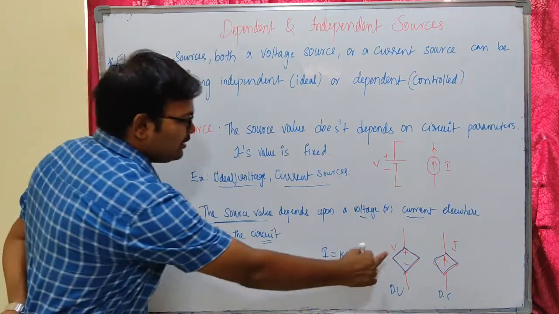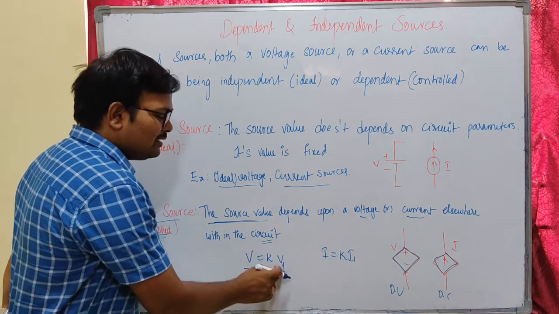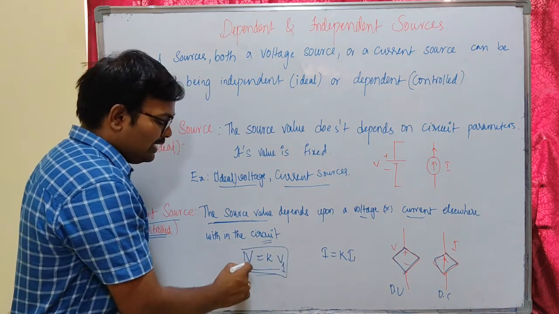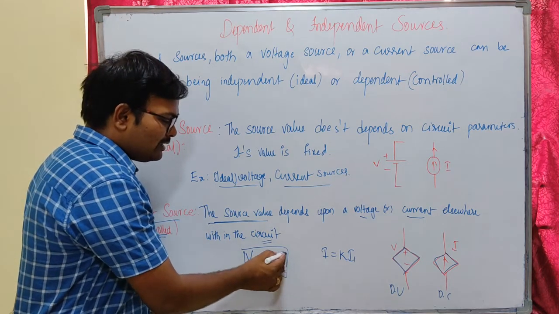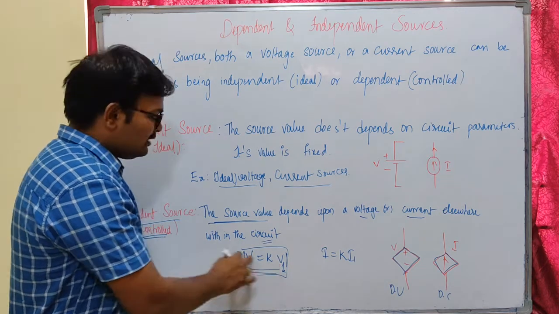Here this V can be written as K times V1. K is a constant and V1 is the voltage across another element in the circuit. V is the source voltage and it is dependent upon the voltage across some element in the circuit. That means if V1 changes, our V changes. That means V depends on the V1 value. That's why it is a dependent source.